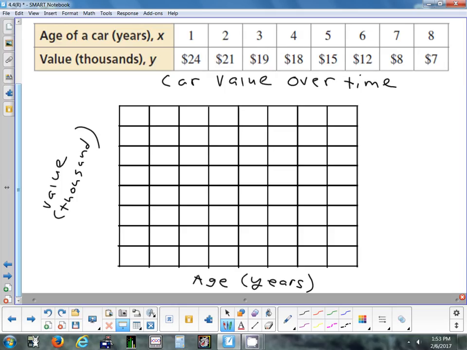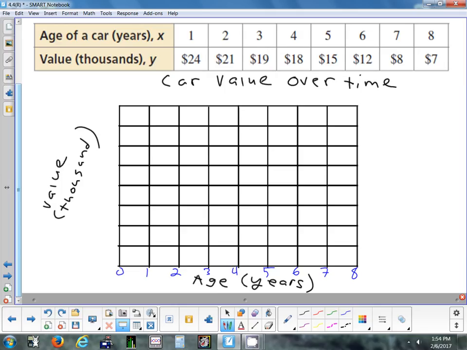And now, what's the highest age I have to go to? 8. Do I have enough grid lines to go from 0 to 8? Yep. So let's do that. We got 0, 1, 2, 3, 4, 5, 6, 7, just enough. 8. Now, what's the highest value I have to go up to? If I go by ones, do I have enough space to do that? No. I only have 1, 2, 3, 4, 5, 6, 7, 8 lines above the 0.